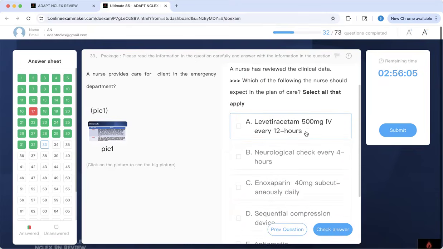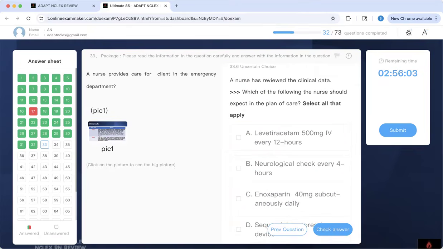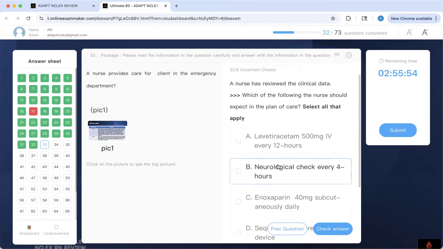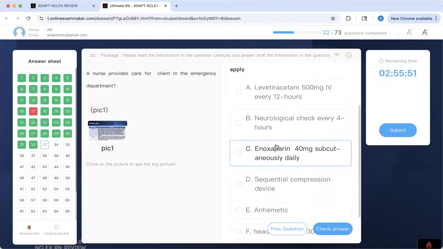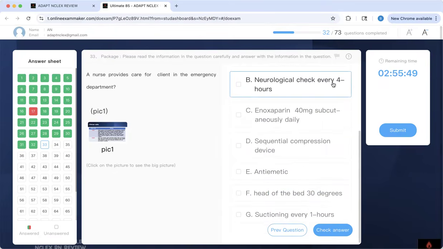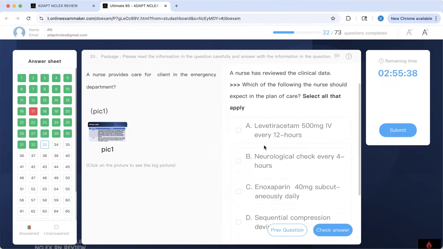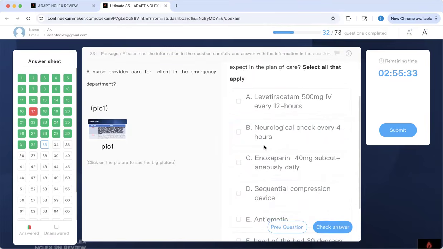Suction them every hour. You see what I've taken you to? I've taken you to head injury, bleeding in the brain. All these things, I'm trying to let you know how to prevent ICP increase. And therefore, which of these? You give them levetiracetam, you do neuro exam every 4 hours, you give them enoxaparin, sequential compression, antiemetic, head of the bed 30 degrees, and suction them every hour. Stop the video, pick your answer, keep track of your Next Generation NCLEX answers, and see if you get all of them right, because that matters.